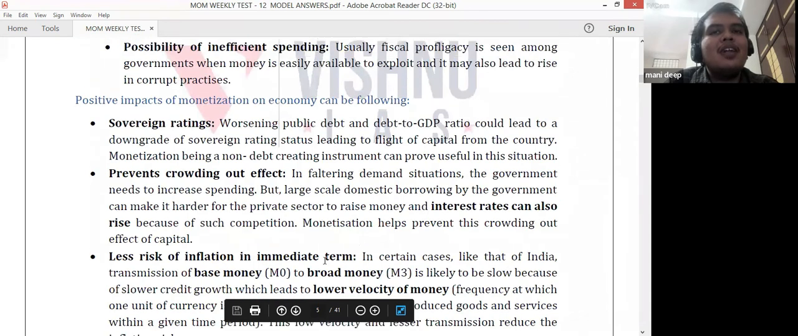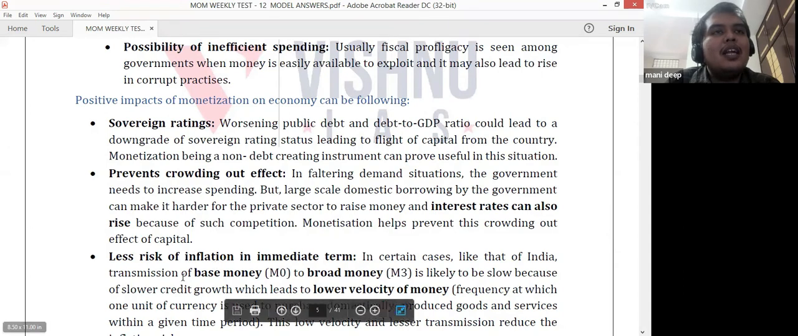And third is regarding inefficient spending. When you have more money in your hand, then you can spend on anything. So the government will be spending not in priority sectors but in any sector, and there will be more corruption also. These are social aspects that you should remember. And there are positive impacts also. One is sovereign ratings. When you have a huge amount of money, you can easily pay off your debts, then your rating will improve. When your rating improves, you can get more investments from foreign countries.